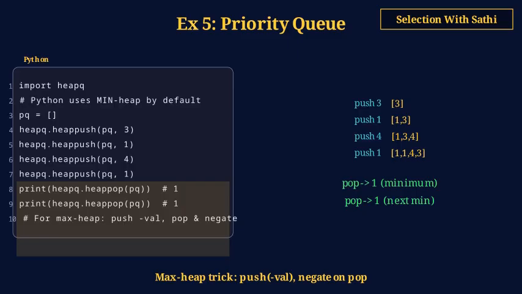Python's heapq module is a min heap, so we negate priorities for max behavior. Push -5 for A, -8 for B. The smallest negative is the highest priority. Priority queues power Dijkstra's algorithm, Huffman coding, and job scheduling.